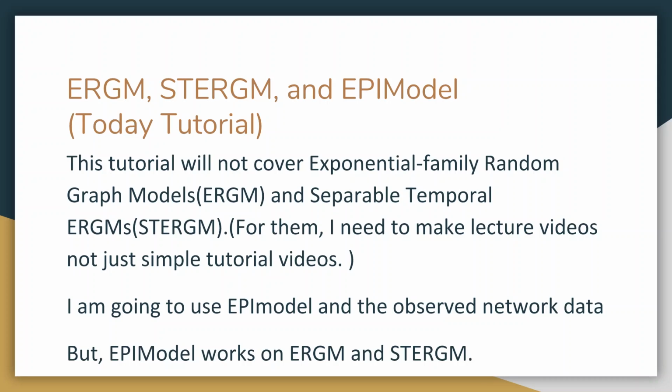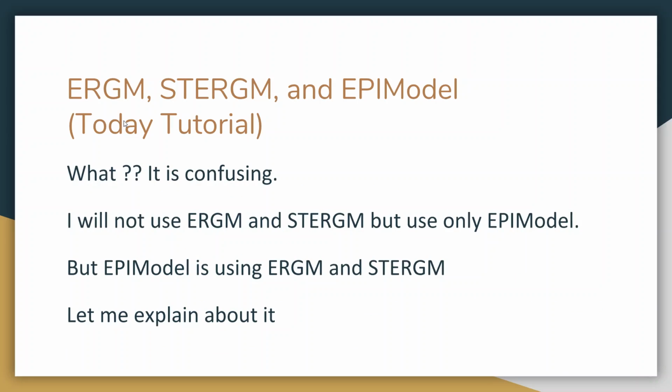But EPI model works on ERGM and STERGM. What does it mean? It sounds very confusing. I will not use ERGM and STERGM, but use only EPI model. But EPI model is using ERGM and STERGM. I need to use EPI model, but EPI model needs to use ERGM and STERGM, but I don't want to use ERGM and STERGM. It's wordplay, so let me explain about it.